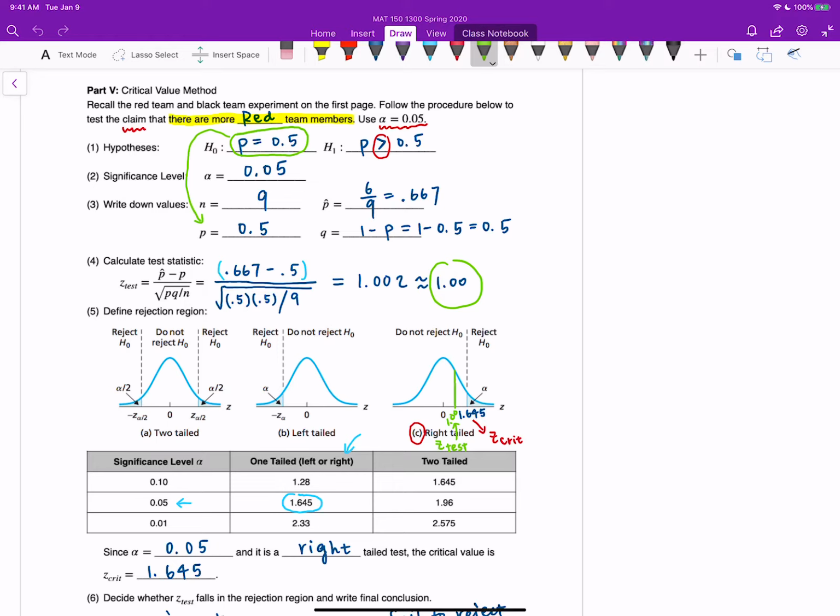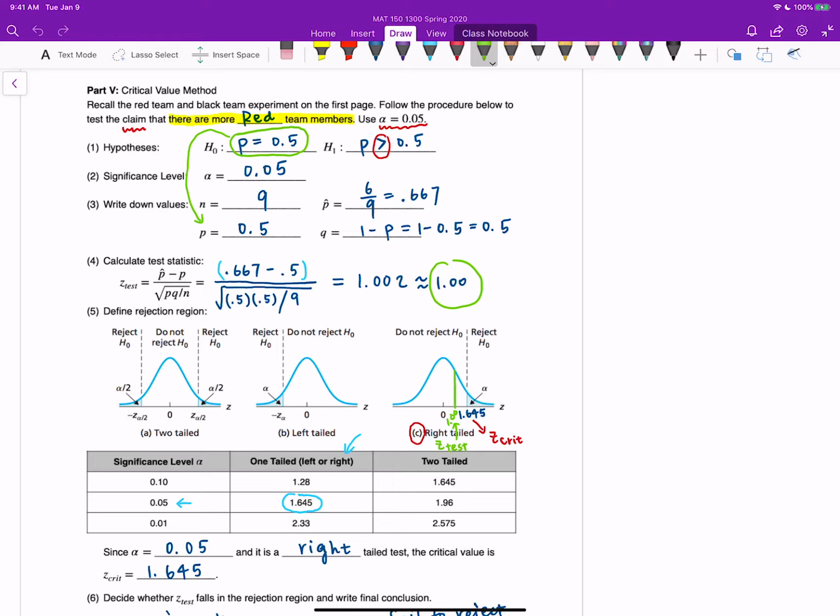So first step is set up your hypotheses. The null hypothesis, which is denoted by H0, is p equals 0.5. This is because the statement is about proportion, so we use p. It's a null hypothesis, H0, so it's always going to be an equal sign. And then the 0.5 comes from the assumption that this is a fair standard deck of cards, meaning you have equal number of red cards and black cards. As a result, the probability of getting red cards should be 50%, which is 0.5.